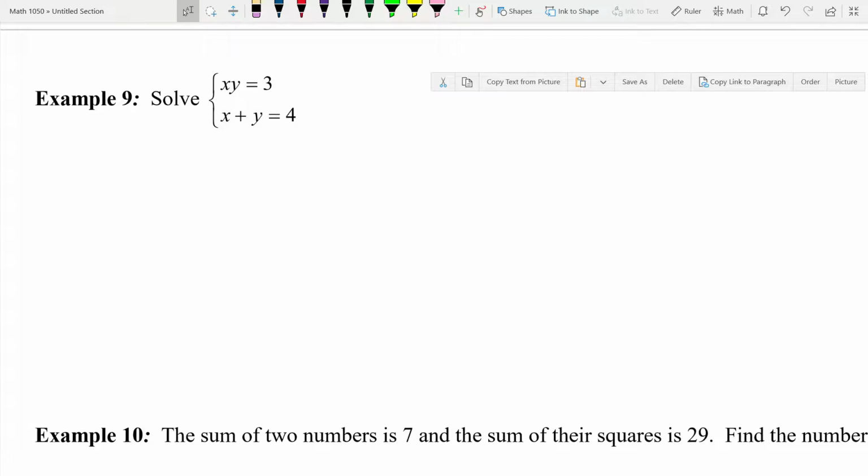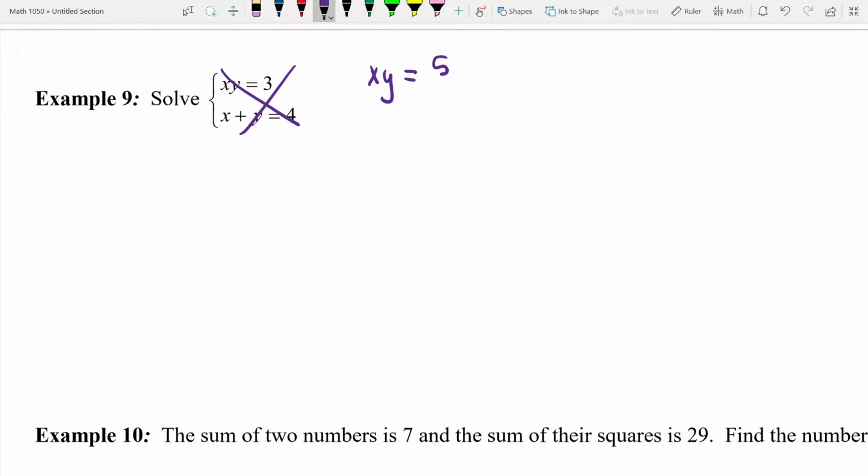I want you to take example 9 and I want you to change it, okay? So cross that out. And I want you to replace it with this. X times y equals 5 over 4, and x plus y equals 2, okay?